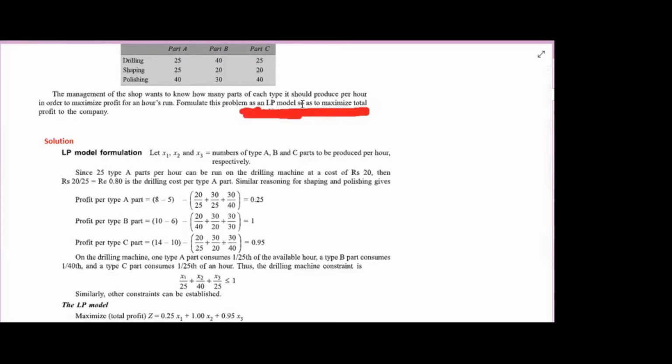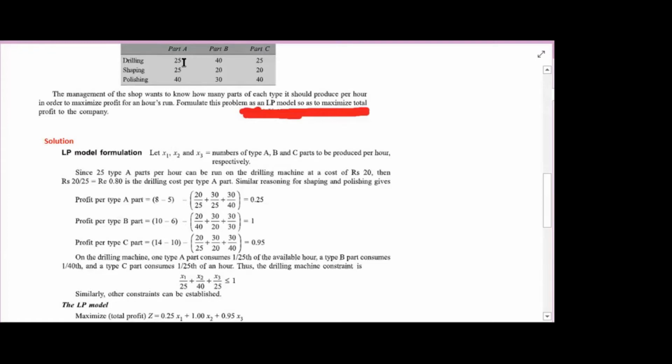First, let us suppose x1, x2 and x3 are the number of type of component A, B, C parts to be produced per hour respectively. Means let x1, x2, x3 are the number of type of A, B, C parts. Means A parts के जो नंबर हैं x1 और B parts के x2 and C part के x3 नंबर जो प्रोड्यूस हो रहे हैं per hour to get maximum profit.